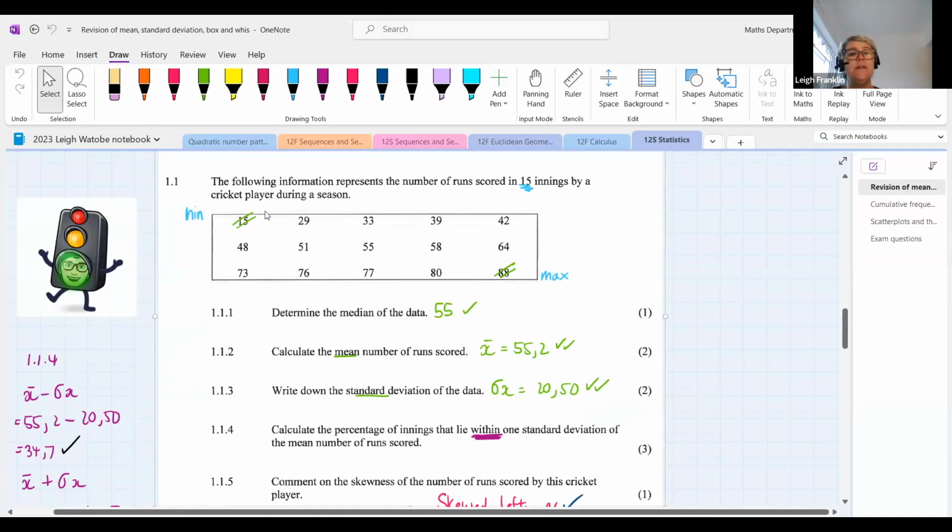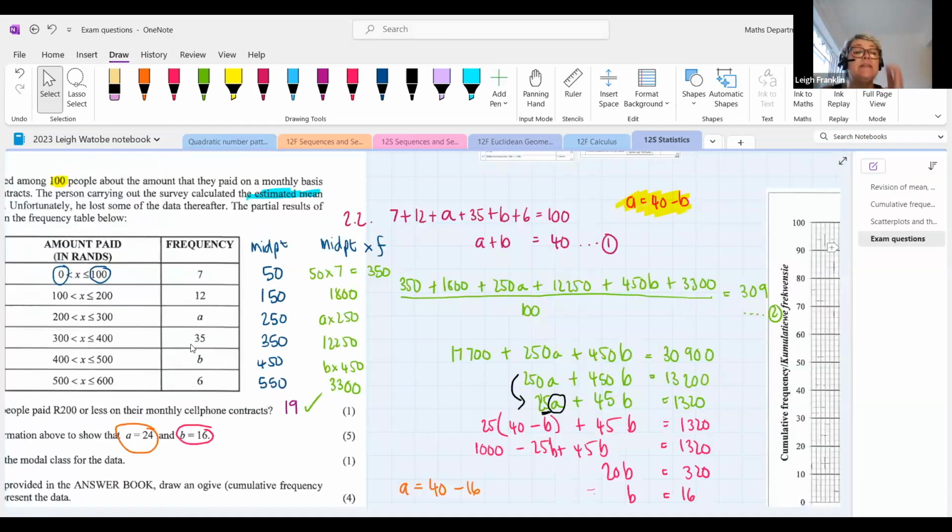Okay, so this is 15 innings by a cricket player. This is not grouped data. So here we could add all of these pieces of data together and divide by 15, and we could get our mean, which is what we did in 11.2. But what's completely different here is that this data is grouped. So you can only calculate an estimated mean. You can't calculate an actual mean.